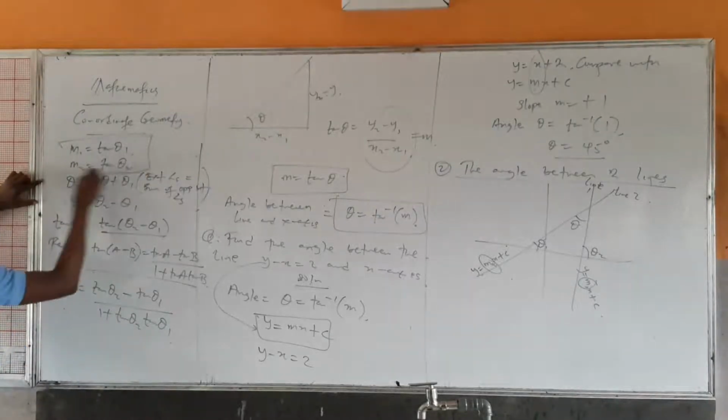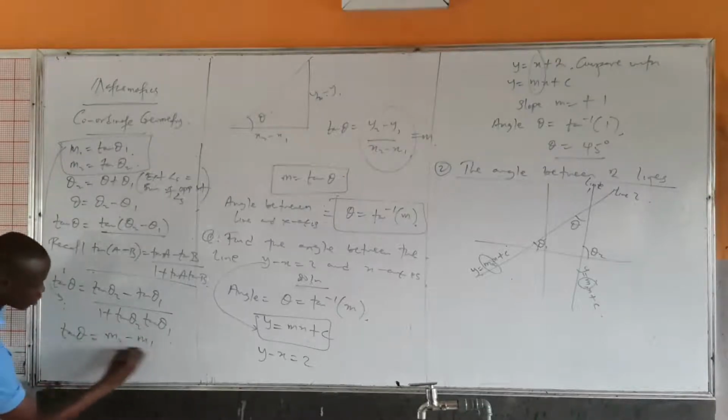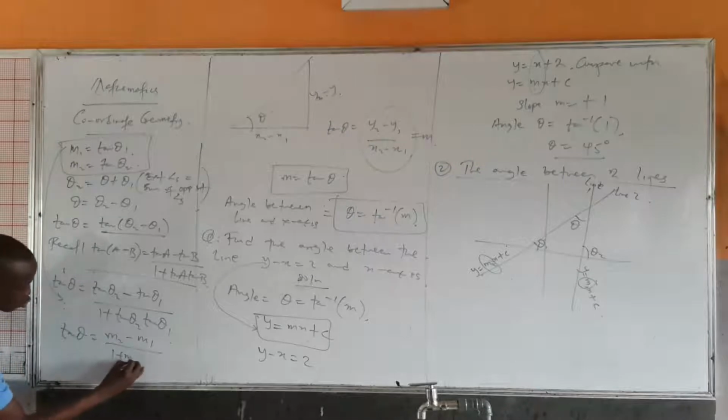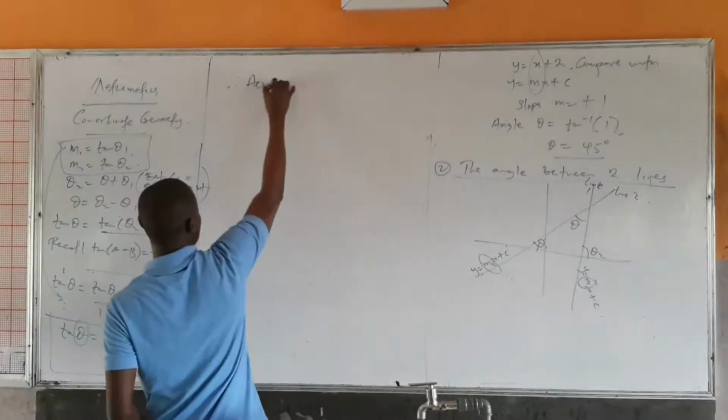Now, bringing this back into this expression, you can see my tan theta 1 and tan theta 2 are what I have here as m1 and m2. So that means my tan theta is what? m2 minus m1 over 1 plus m2 m1. So from here, I can easily find the angle between the two lines as the arctangent of that angle.